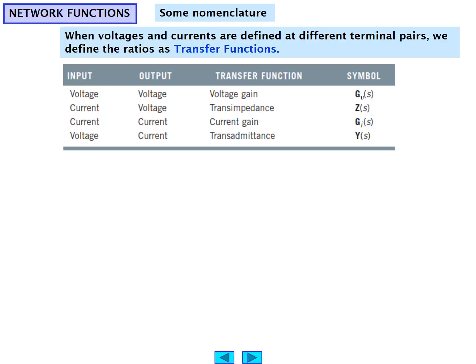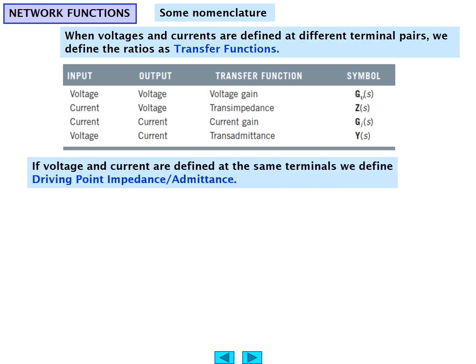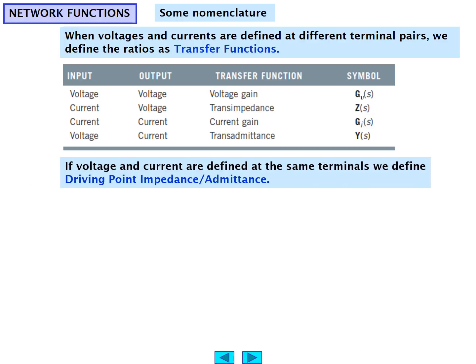If a current is our input and a current is our output, that's a current gain, and we'll call it G sub I of S. And if a voltage is an input and a current is an output, that's a transadmittance, and we'll give it the symbol Y of S. If voltage and current are defined at the same terminals, we can now call it a driving point impedance or admittance.